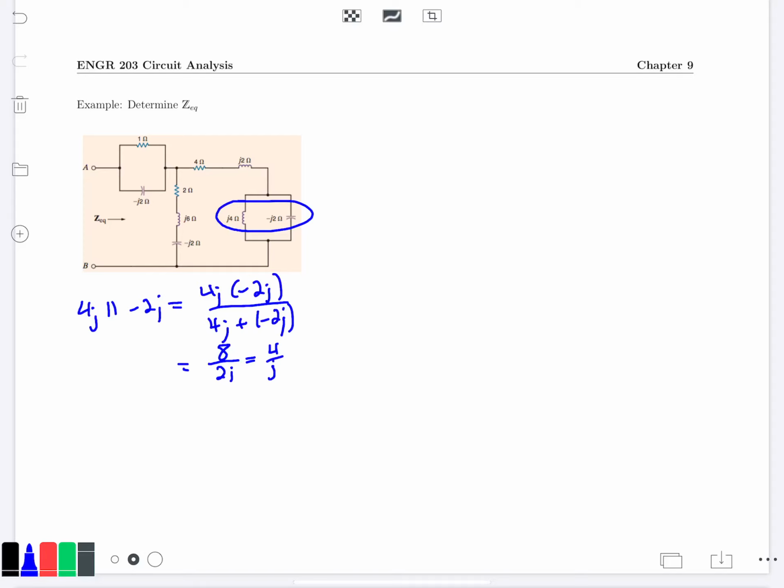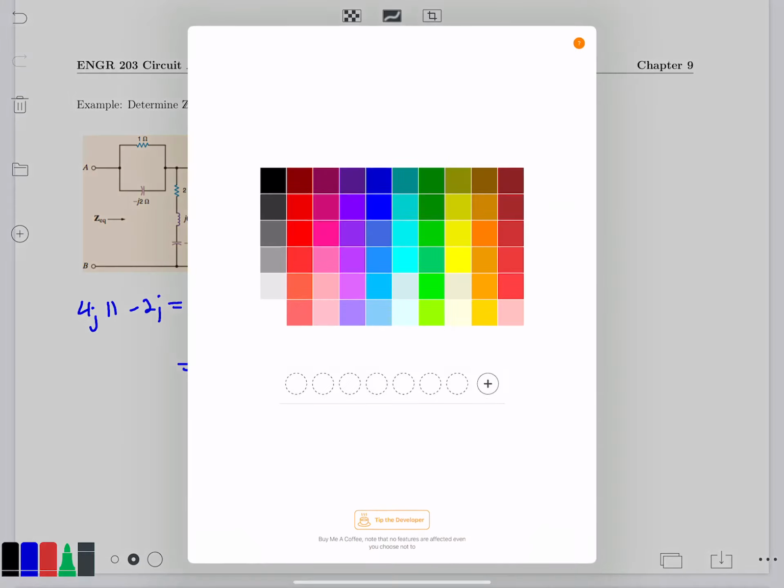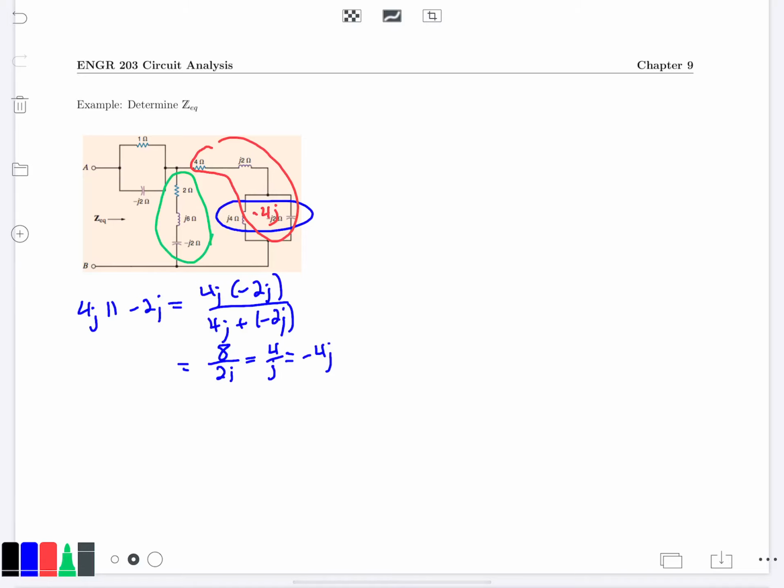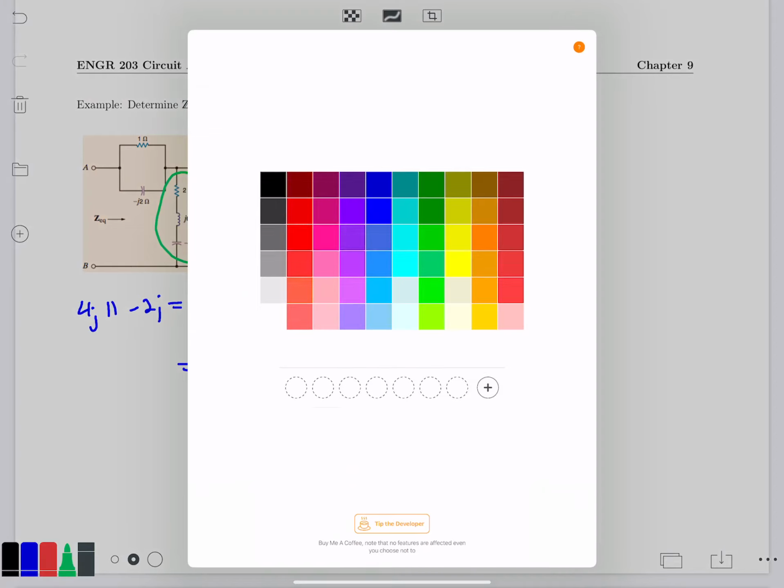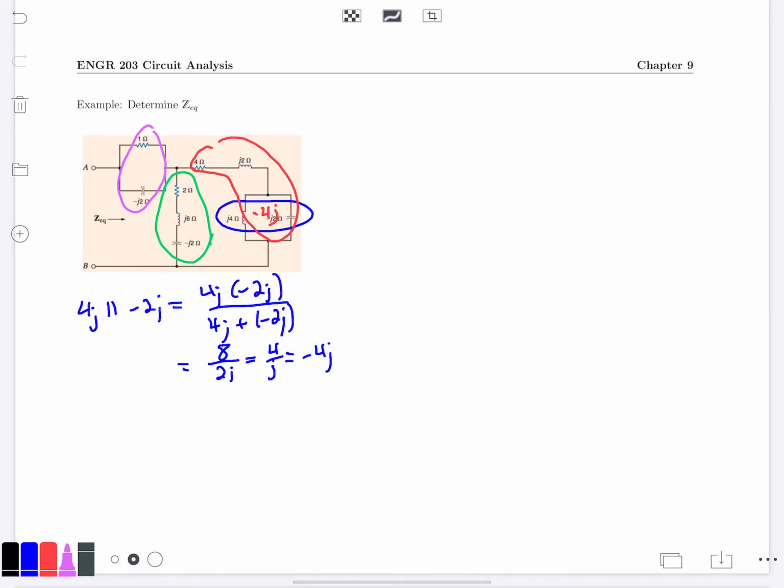So that's 4 over J. And you can actually convert that then. So dividing by J is the same as multiplying by negative J mathematically. So we get negative 4J there. So that means this whole thing here is the same as negative 4J. And then I'm going to go ahead and combine these three things in series, as well as these three things in series. And I will also combine those two in parallel.